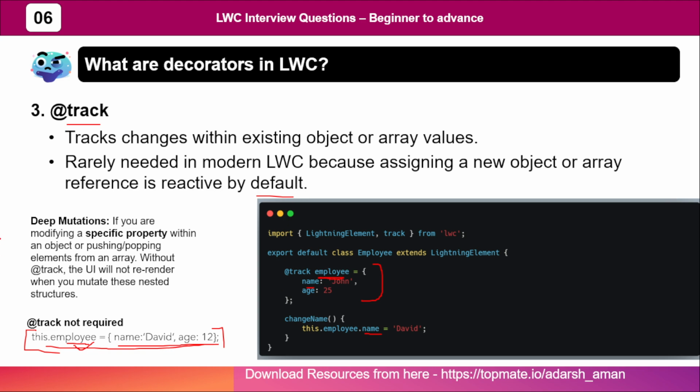So it is only required when you have deep mutation, and it's not required for primitive data types. Always keep in mind that in modern LWC, track is required very rarely. But if a project has already written a lot of code based on previous models where track was required, you can still see track on primitive data types, but you can redesign it so that it follows modern best practices.